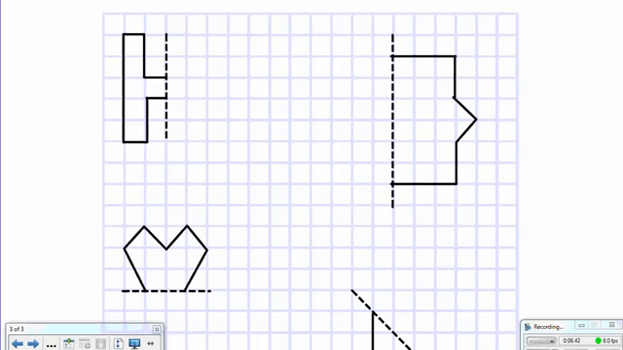So if you think of each point, if it's one block to the left of your reflection line, you want it to be one block to the right of your reflection line when you're making a reflection. Okay, so if I'm looking at point A, the reflected point is going to be the same number of blocks away, just in the opposite direction. And so I'm going to do the same with all those dots.